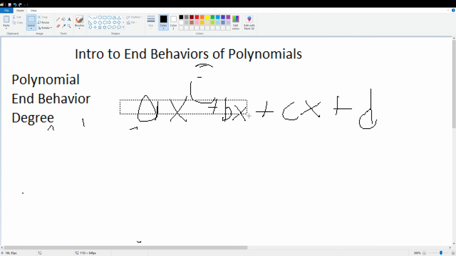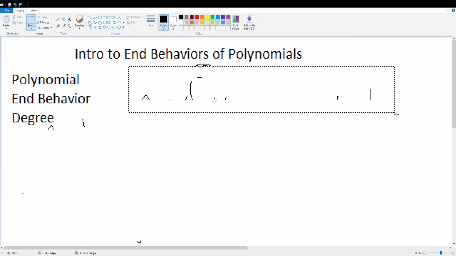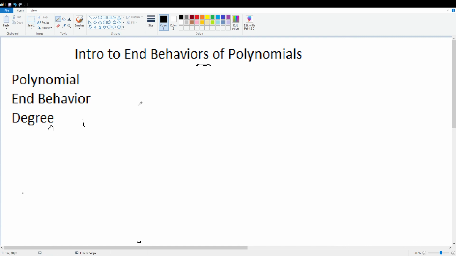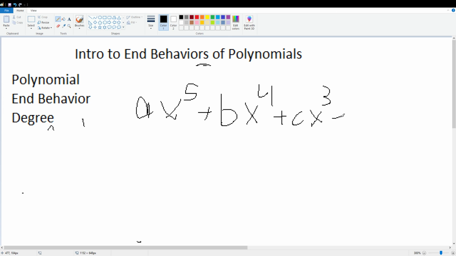Now, let's say, we're going to change it up a bit. So now, here, let me delete all this for a sec. Let's say f of x is equal to ax to the 5th, and then bx to the 4th, and then cx to the 3rd, and then dx to the second, and then ex, and then g. So again, look at the degree here. The degree is 5, meaning it's odd, and we'll just assume that a is greater than 0.